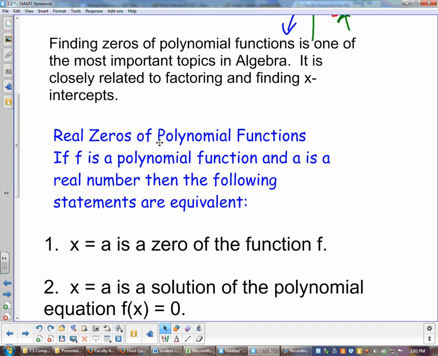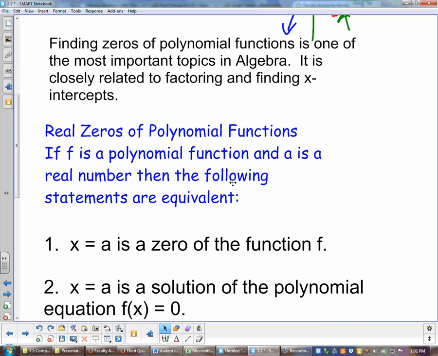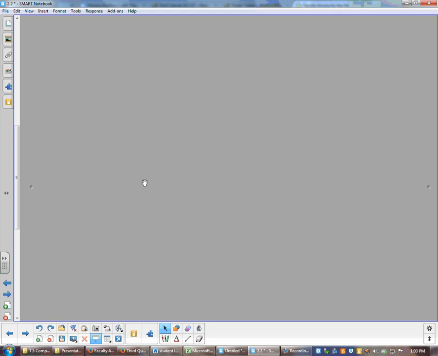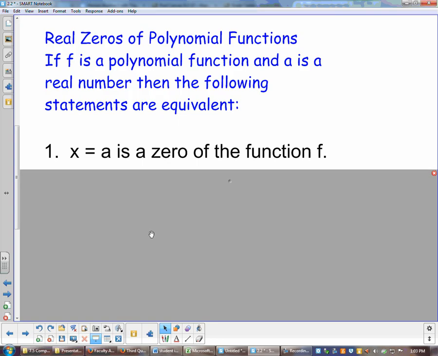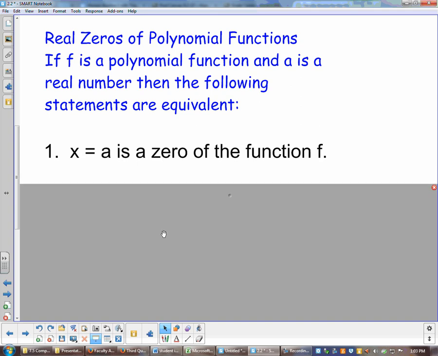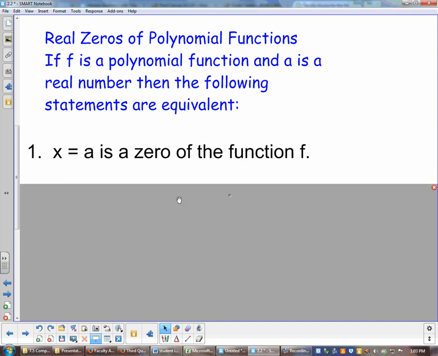All right, so finding zeros of a polynomial function, one of the most important topics in algebra. You've been solving equations and finding zeros, I think, for a long time. All right, so real zeros of polynomial functions. If f is a polynomial function and a is a real number, then the following statements are all equivalent. Here's the first statement. x equals a is a zero of function f.